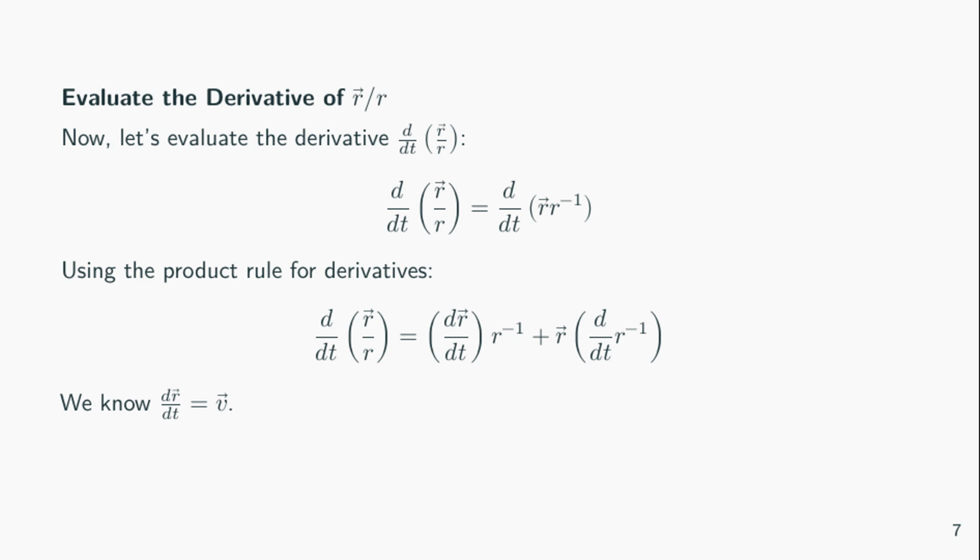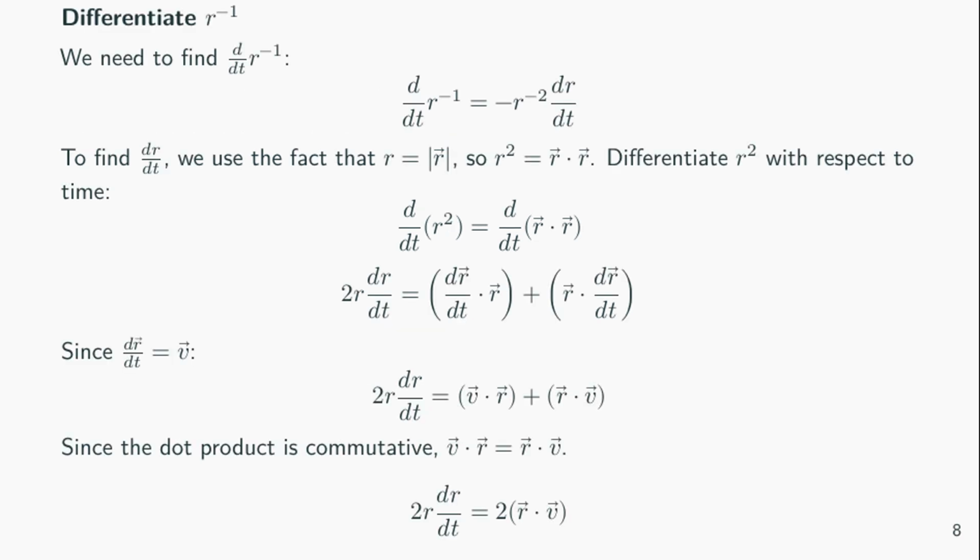We want to find d by dt of vector r over r. We can rewrite vector r over r as vector r times r to the power of minus 1. Using the product rule for derivatives, d by dt of vector r times r to the power of minus 1 equals the derivative of vector r with respect to time times r to the power of minus 1 plus vector r times the derivative of r to the power of minus 1 with respect to time. We know that the derivative of vector r with respect to time is vector v. Next, we need the derivative of 1 over r with respect to time. Using the chain rule, this gives us minus 1 over r squared times dr by dt.